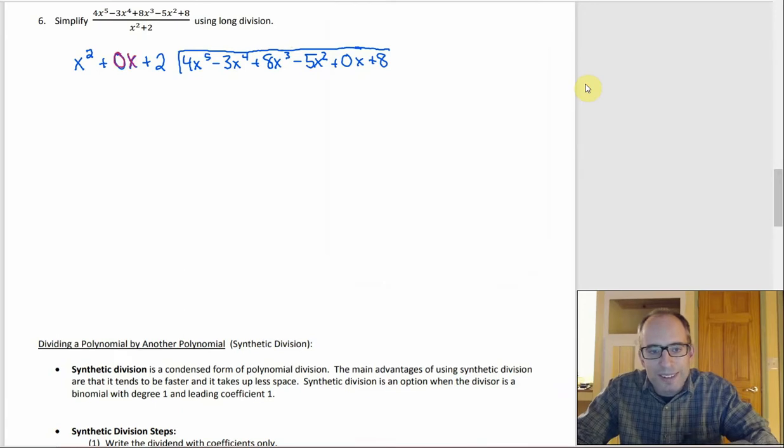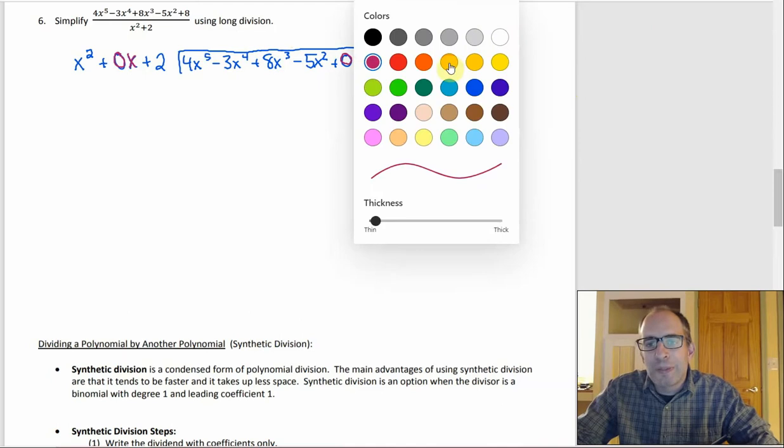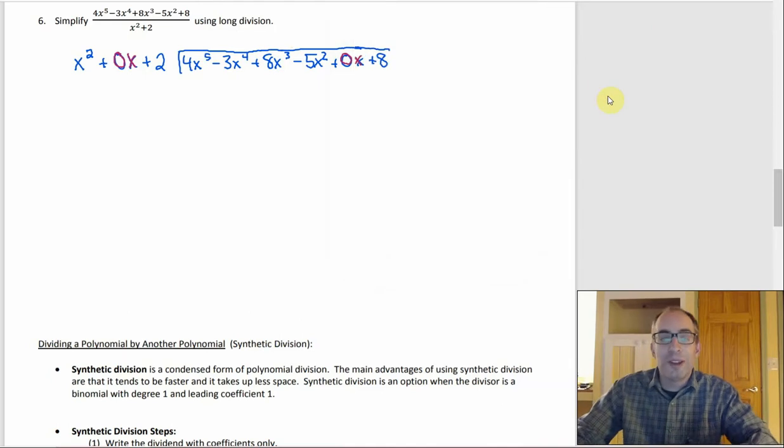You've got to add these in, right? So just to emphasize them a little bit more, I'll make these kind of a maroon color on top of the blue. But that's what you would have to do here. And then once you've got those in there, you do it the way we've been doing it before.